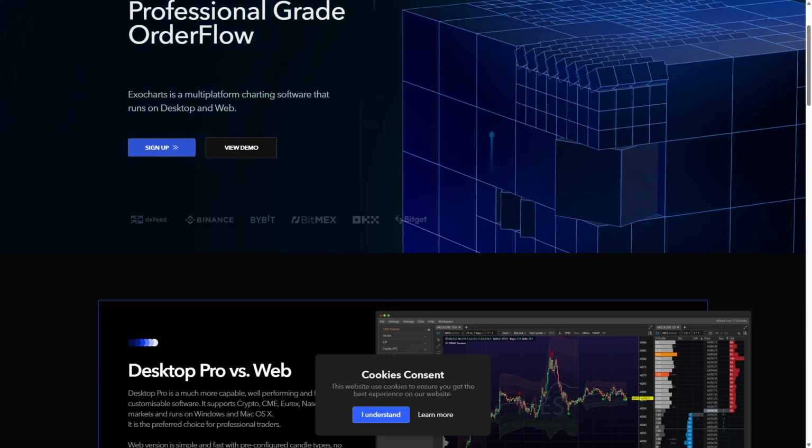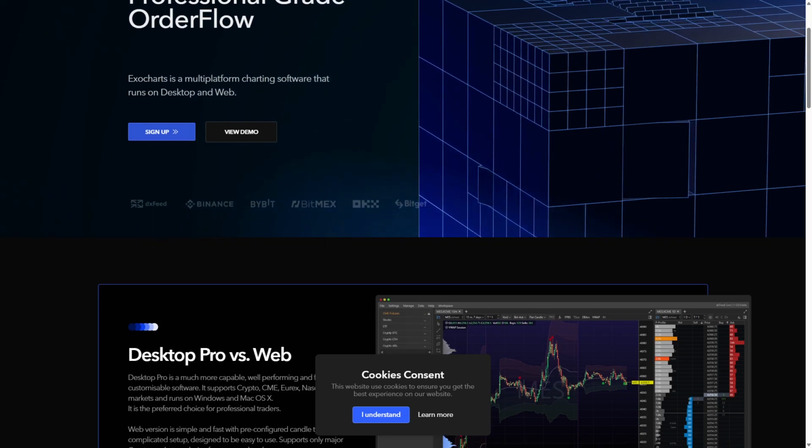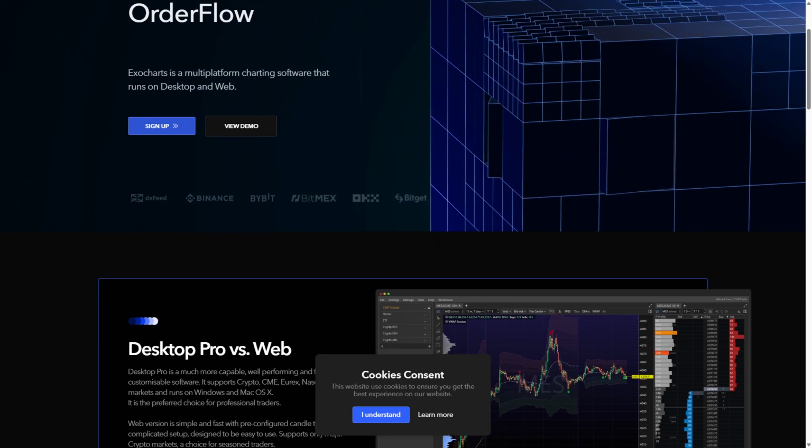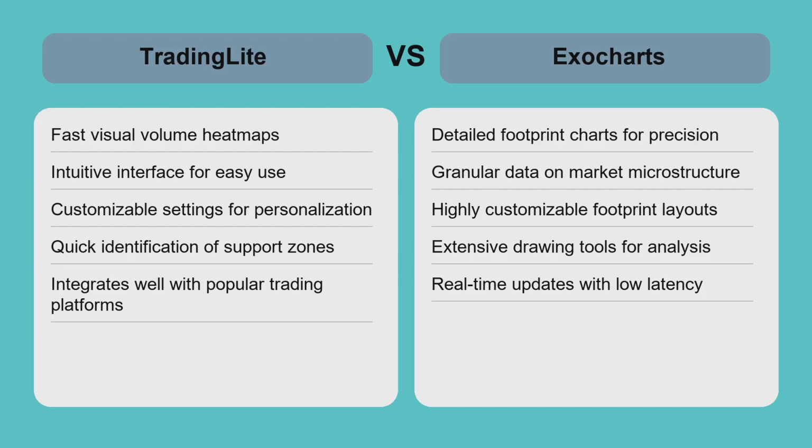The ideal user is an experienced trader focused on in-depth order flow analysis who requires precise volume and price action details to inform scalping or day trading strategies. TradingLite and Exocharts cater to different trader preferences through their unique visualizations.